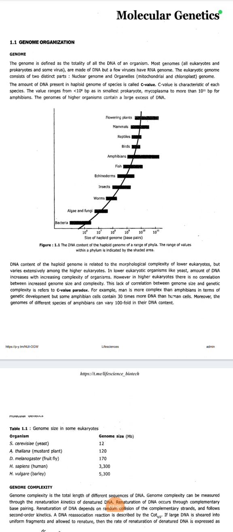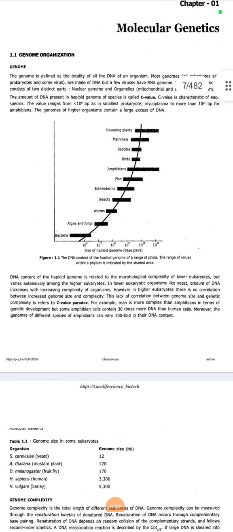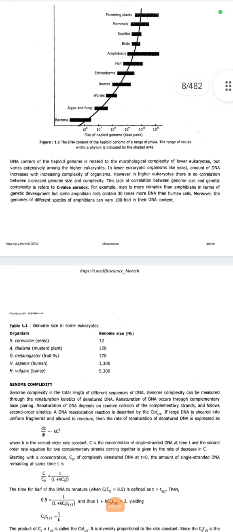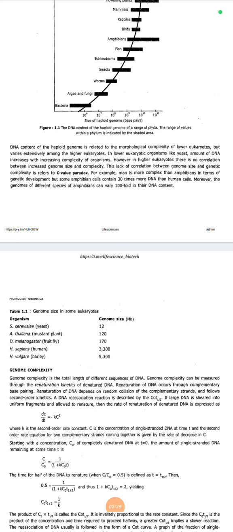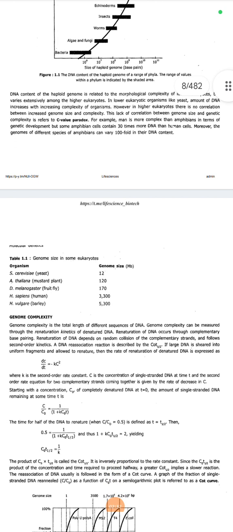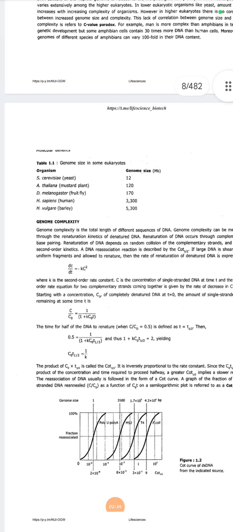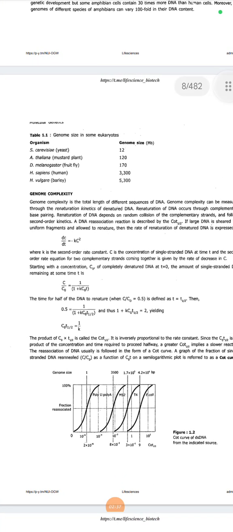In this picture you can see the DNA content of the haploid genome of a range of phyla. The range of values within the phylum is indicated by the shaded area; if the values are larger, the shading is larger. The genomes of different species of amphibians can vary up to 100-fold in their DNA content. So genome size in some eukaryotes is different in different organisms.